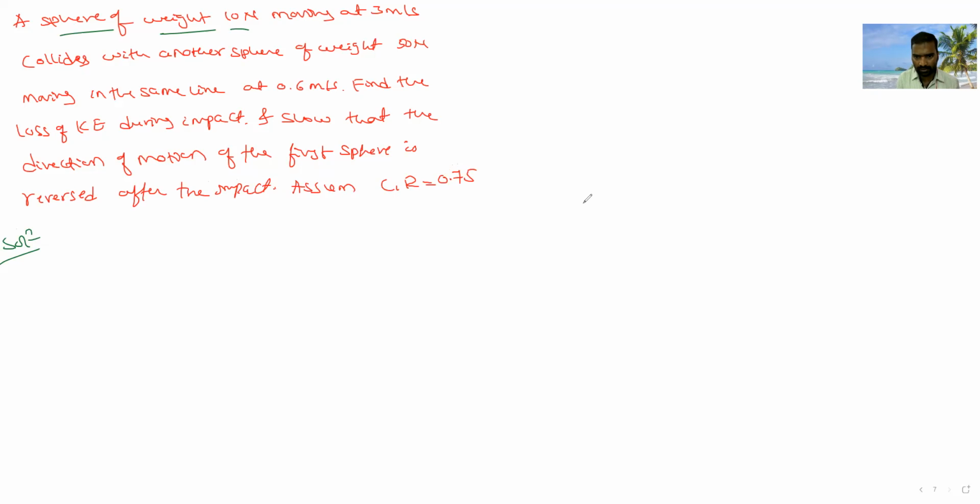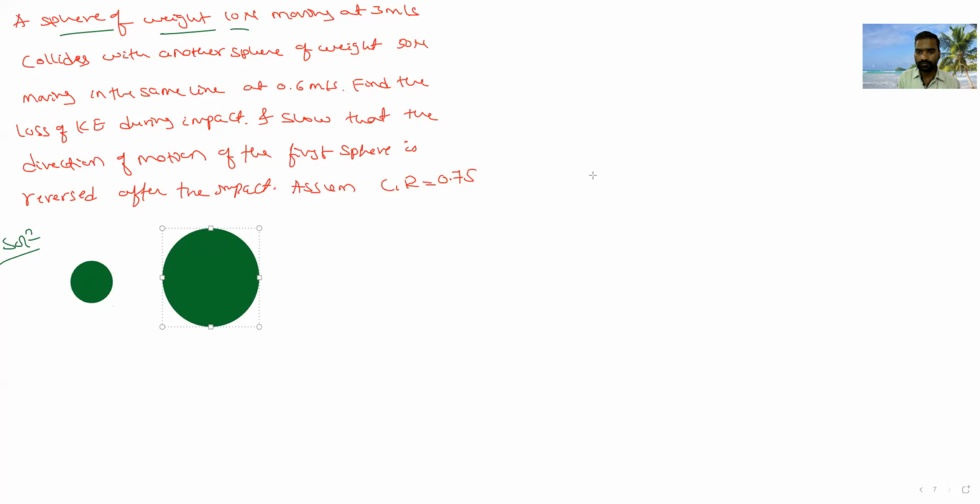Okay, so there is a sphere. This is one sphere, of 10 Newton, moving at a speed of 3 meter per second, collides with another sphere of weight 50 Newton. So another sphere is 50 Newton, moving in the same line at 0.6 meter per second. Find the loss of kinetic energy during the impact and show that the direction of the motion of the first sphere is reversed after the impact.